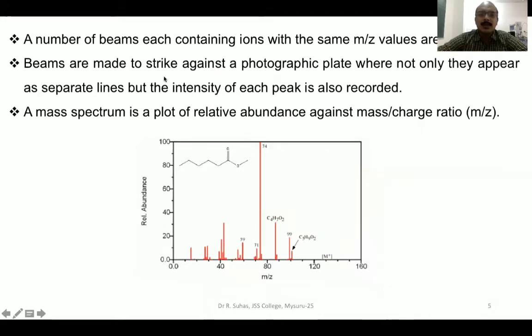When you do all the above, as I said earlier, you will get a mass spectrum, and this is a typical mass spectrum. You will see that a number of lines will be obtained. So the mass spectrum is the plot of relative abundance versus m by z value.